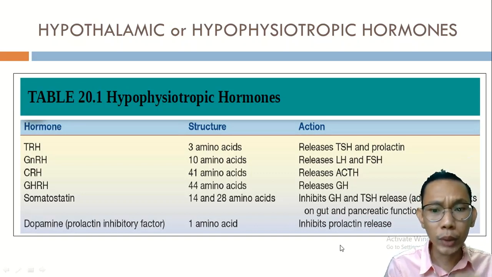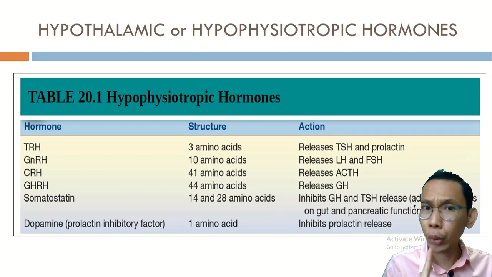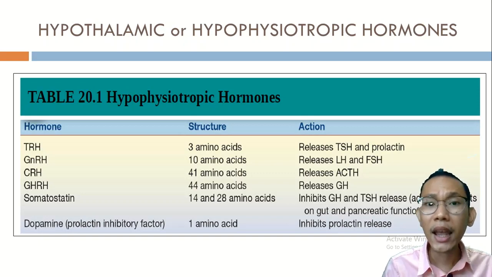Kasi nga, it will inhibit your growth hormone and your TSH. And also, it will inhibit your pancreatic hormones. It can inhibit your insulin. It can inhibit your glucagon. It will also inhibit your gastric hormone. It will inhibit your gastrin and other hormones.